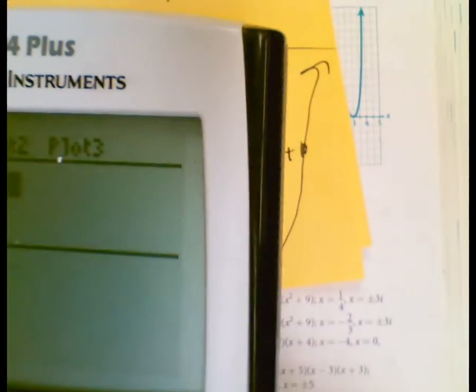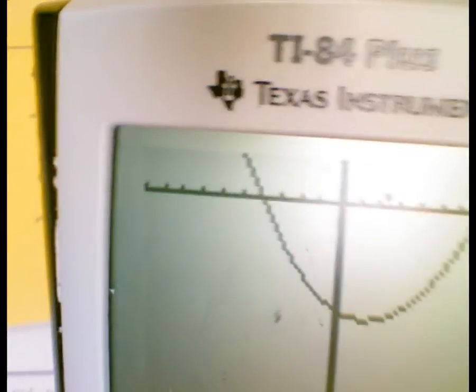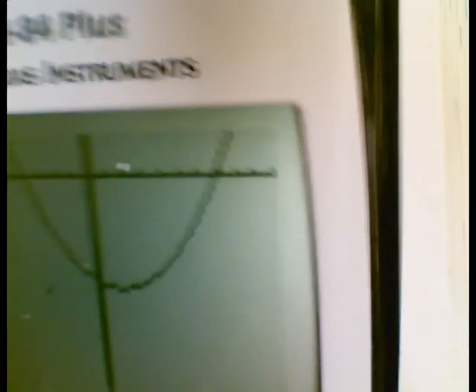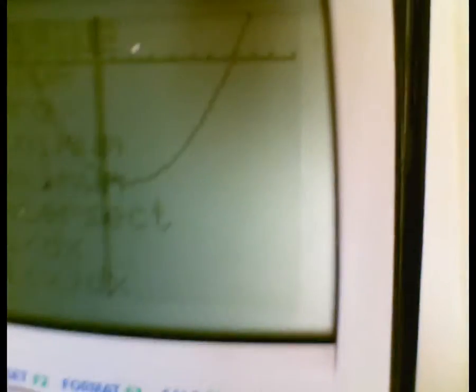So you could go x squared minus 3x minus 28. Zoom 6. Now I'm not seeing that negative 28 down there, guys. It's way down there. So I'd probably go window, y min, negative 60. What the heck? Let's just go way down there. There we go. So if you wanted to find that vertex, you could by pressing second trace min.